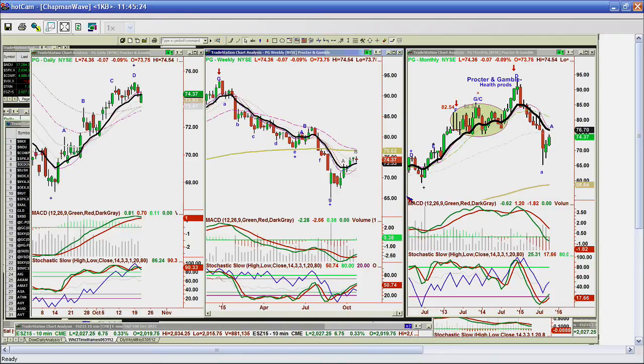Now look at what's happened. It's above the 9-period moving average in the weekly. This weekly is slowly improving in the technicals.